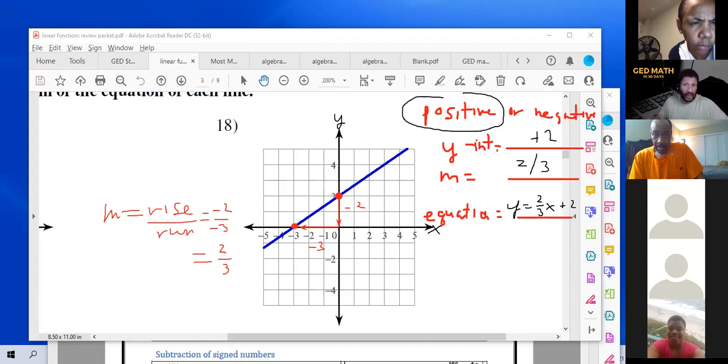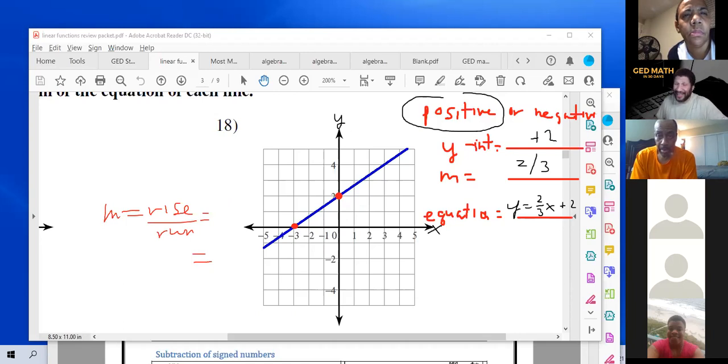Now this is what you can do. Let me save this and let me erase something because I want to make this perfectly clear. Let me erase my rise over run. This is very important for you to understand. It doesn't matter which point you start with.